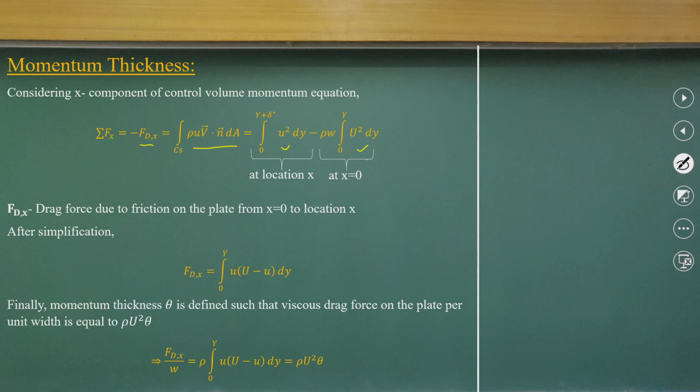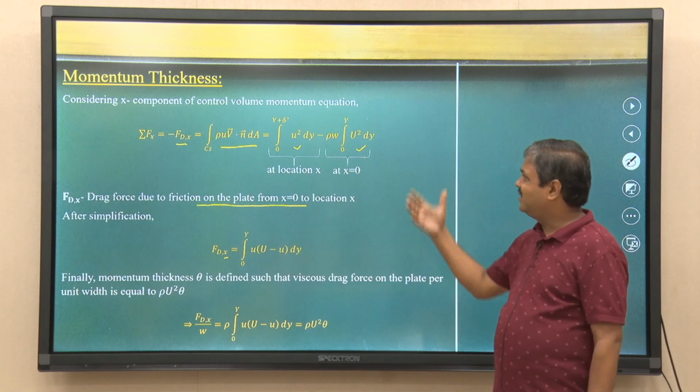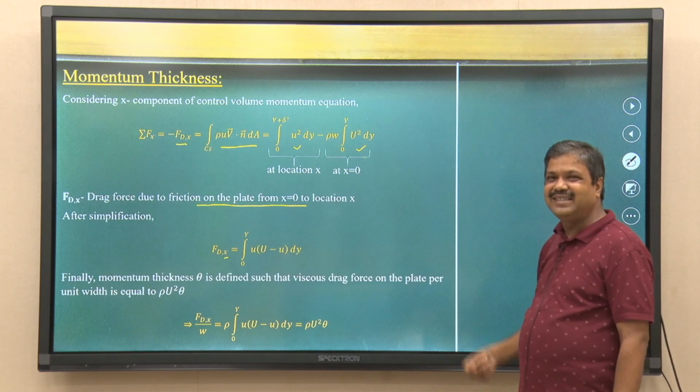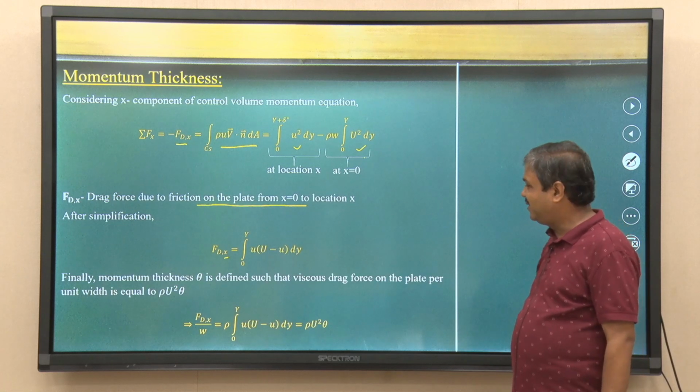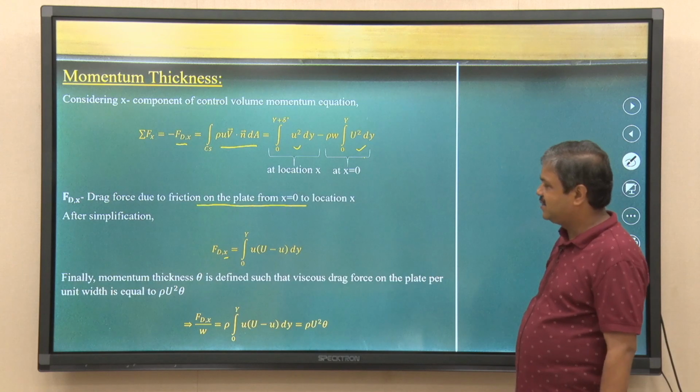So, if you look at that part and just rearrange the drag force components, then you will get the drag force. Okay. Momentum thickness is nothing else; it is talking only about the skin friction factors. It is just introduced as a momentum thickness, equivalent to the momentum change because of these boundary layers.